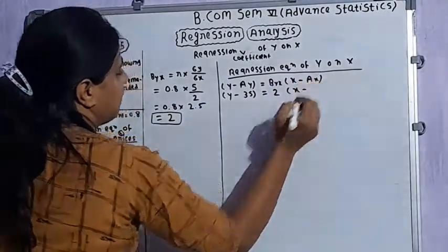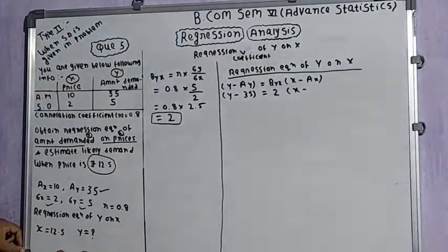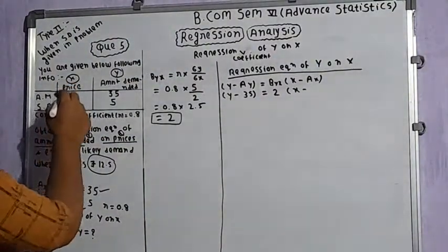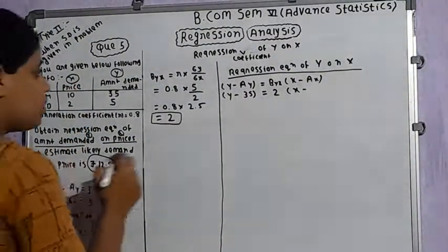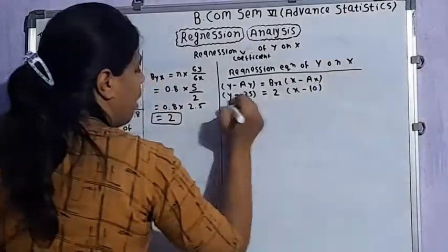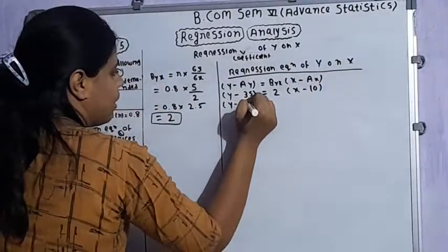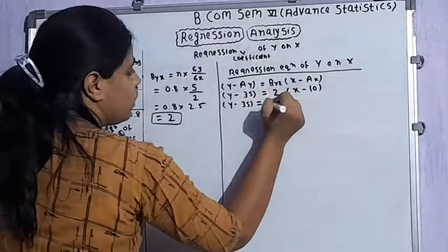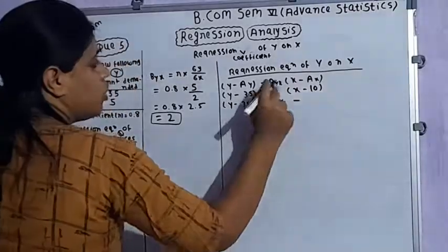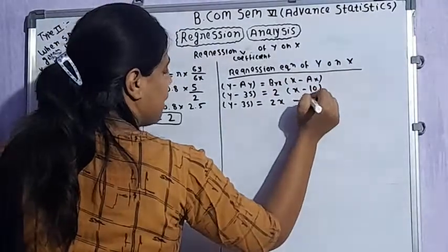x would be as it is. x bar means the mean of the x series. We have been given that in the question. Okay, so it's equals to 10. After that, y minus 35 is equals to 2 into x. It will be 2x. 2 into minus 10, it will be minus 20.